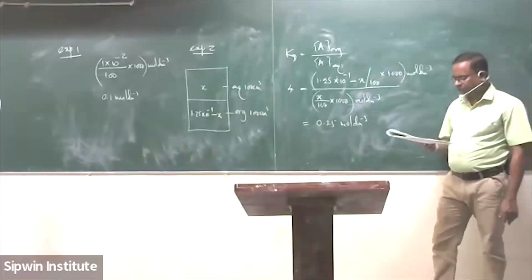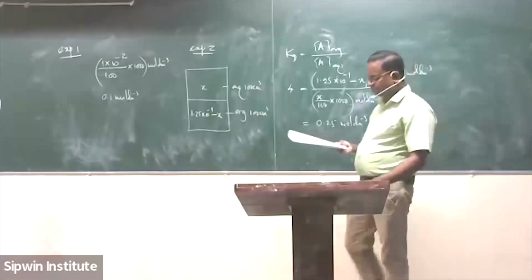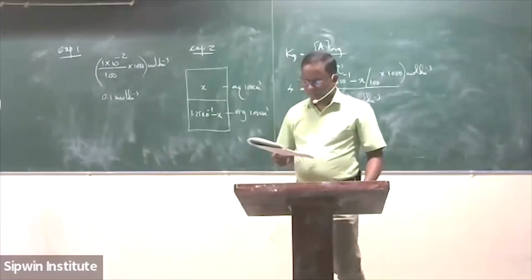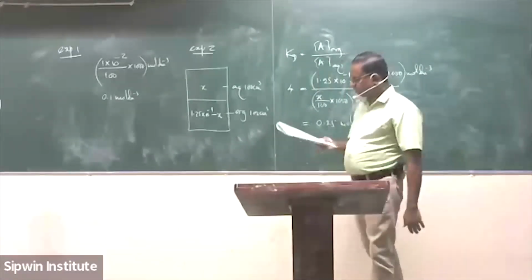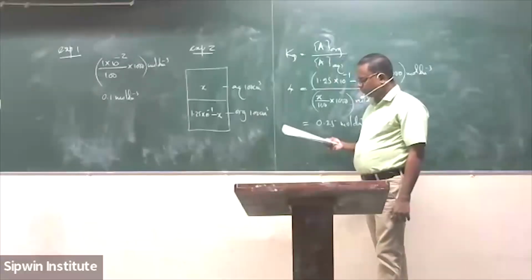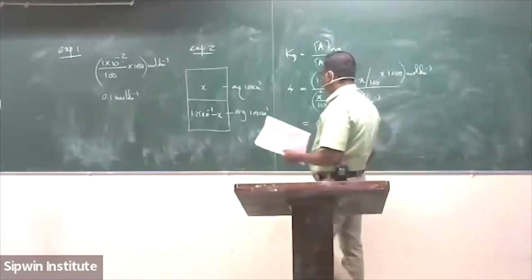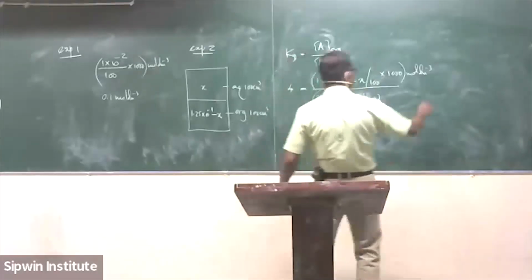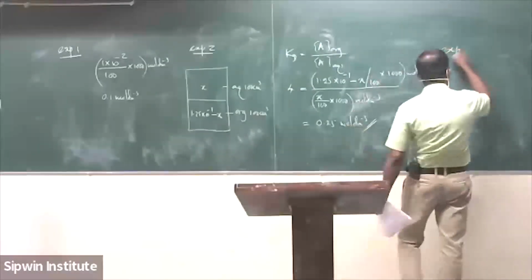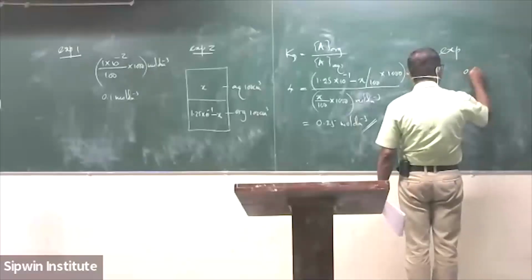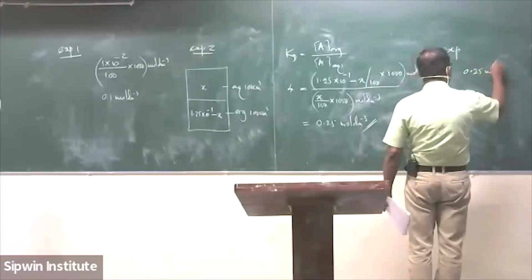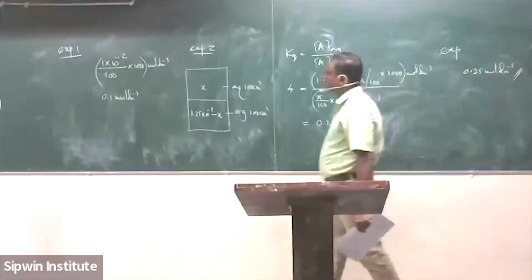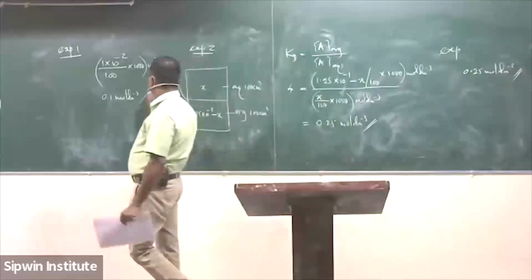In the same way for the third experiment, no problem. In the third one you will get the concentration as again 0.25. Experiment 2, 0.25. Experiment 3, in that one also 0.25 moles per cubic decimeter. These three.